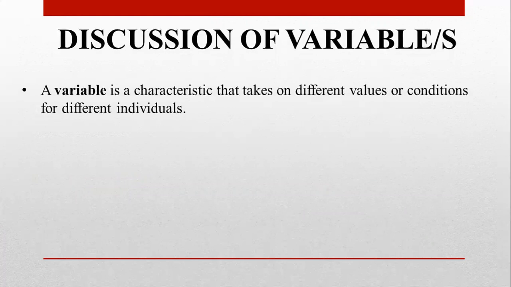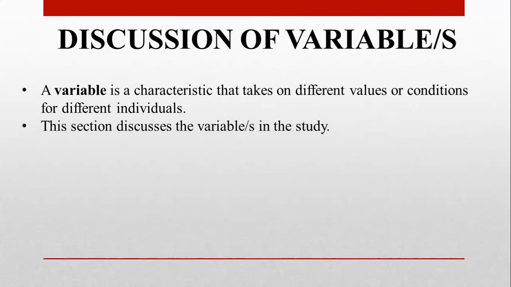Let us define first what a variable is. It is a characteristic that takes on different values or conditions for different individuals. This varies, changing within a study from group to group or person to person, or even within each person over time. Examples of this are age, gender, ideas, achievements, and others. This section discusses the variables in the study. What is the variable in your study? Cite it, then elaborate with sufficient explanation of the variable in your research.